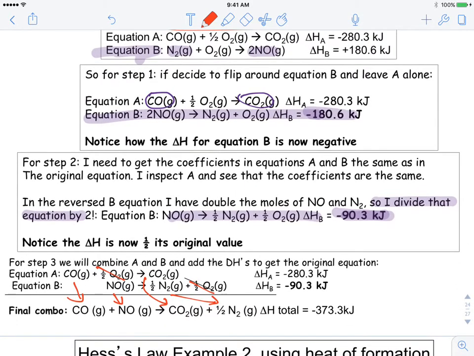Now the delta H's are easy to find. I want to find the overall total delta H for this reaction. I just have to add these two values together. I get negative 373.